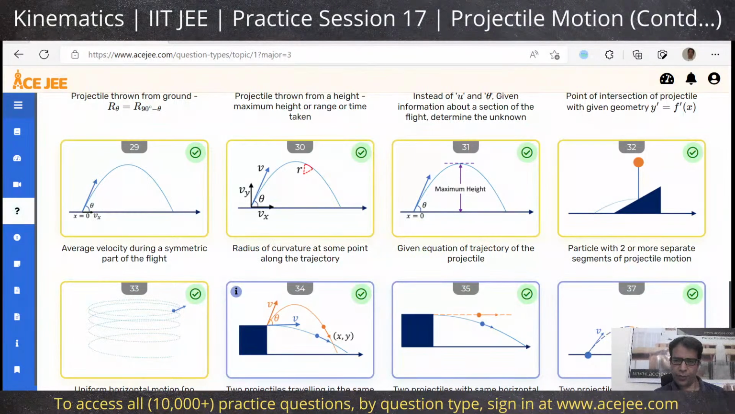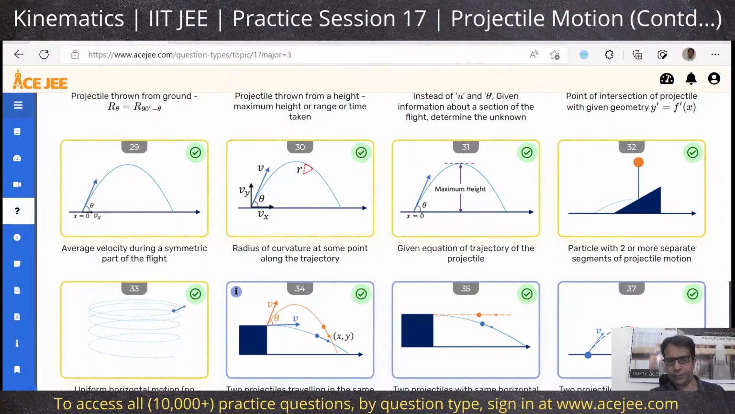Chavi, Ruchika beta, we will cover numbers 32, 33, 34, and 35. So we'll cover 4 question types. There are not that many questions in each one of them for us to solve, but they all present a slightly different scenario. So let's start with number 32.